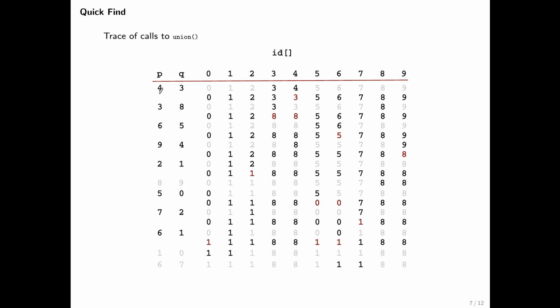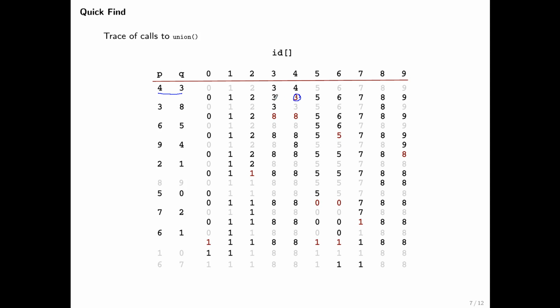And then we get the pair 4, 3. So at this stage, what is the ID of 4? Well, it is 4. What is the ID of 3? It is 3. And if you remember what we did in the union method, we simply scan through the array, and wherever we see the value 4, we replace it with Q's ID. And that's what you see here. You scan through the array, and when you see a 4, you replace it with a 3, Q's ID.